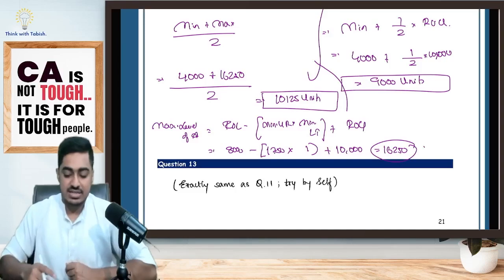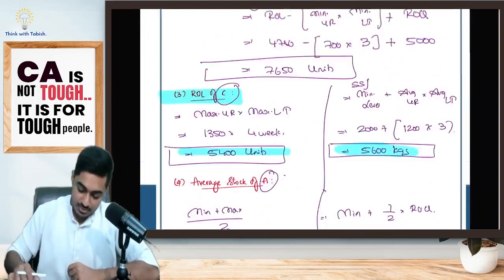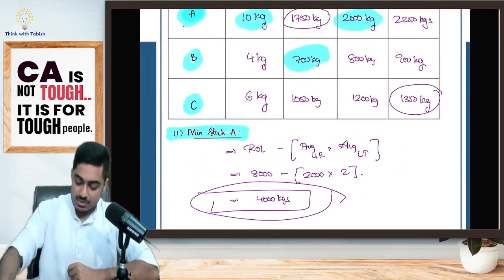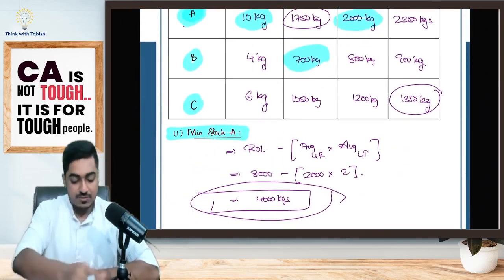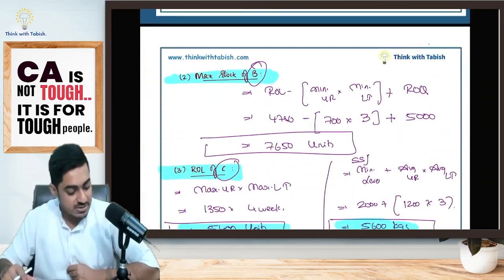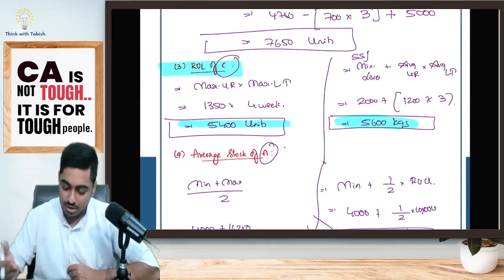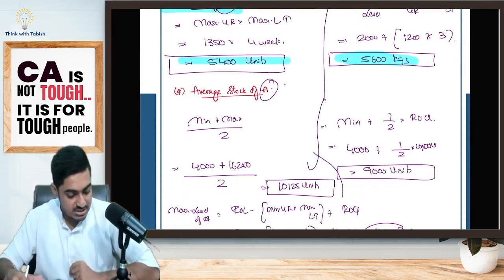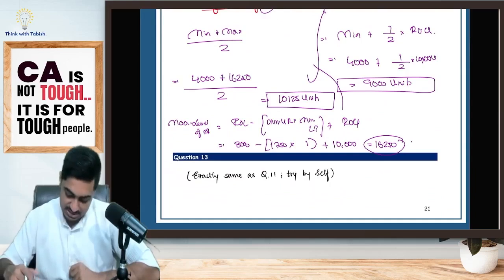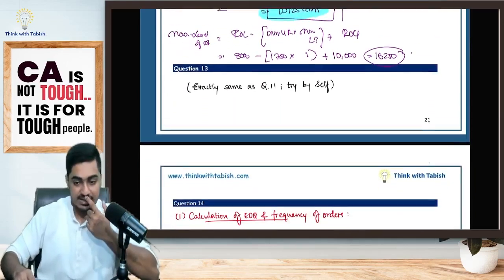You can see exactly same answers ICI has given. You can cross verify also. Okay, look at this everyone. Minimum stock level of A, we have calculated 4,000. ICI's answer is also 4,000. Next one 7650, 7650. Reorder level of C 5,400 or 5,600, ICI has given both the answers. Average it is 9,000 kg or 10,125. Both the things it has given. Is this clear everyone?